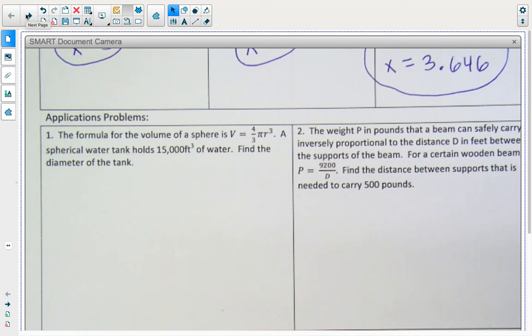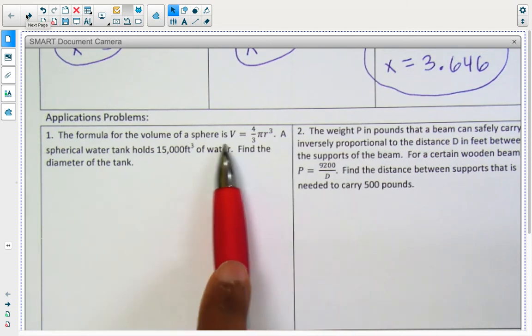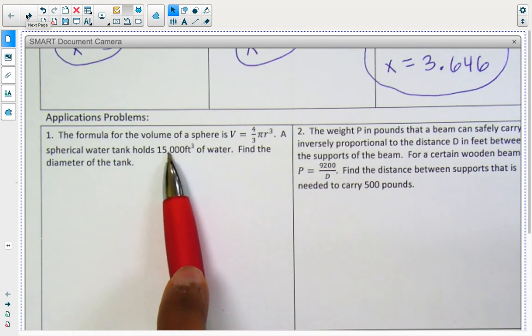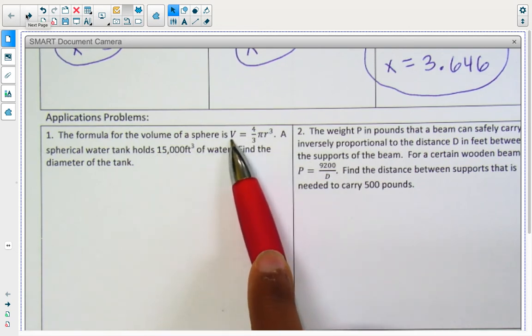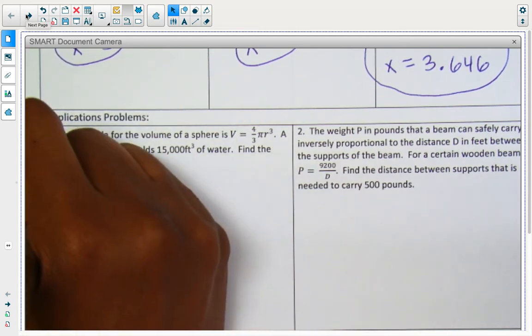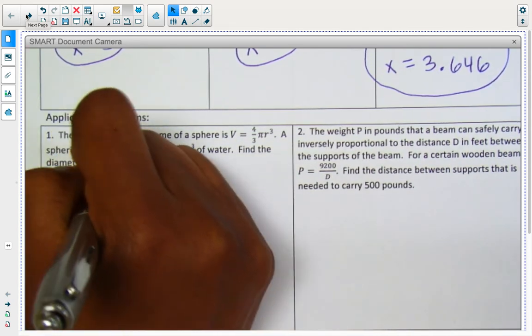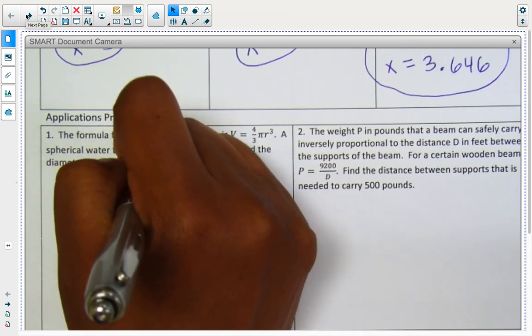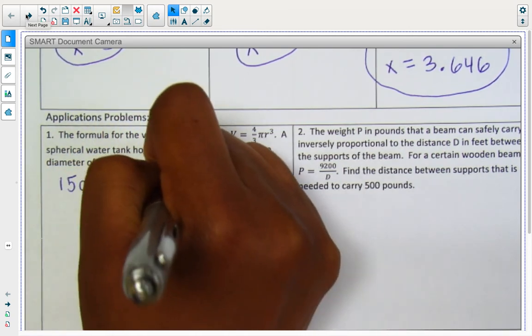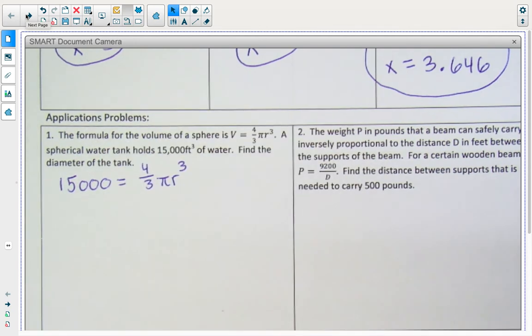So we want to find the diameter in this equation right here. And they give us that it holds 15,000. So 15,000 is going to go in place of my V. That's going to give me 15,000 is equal to 4/3 pi r cubed.